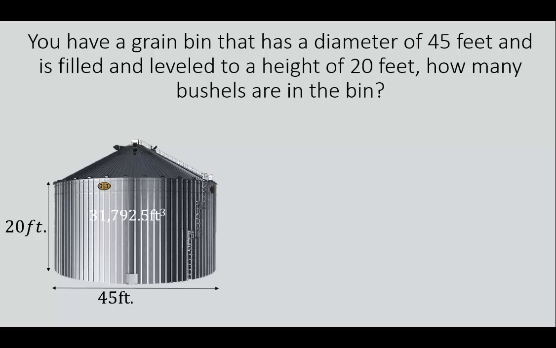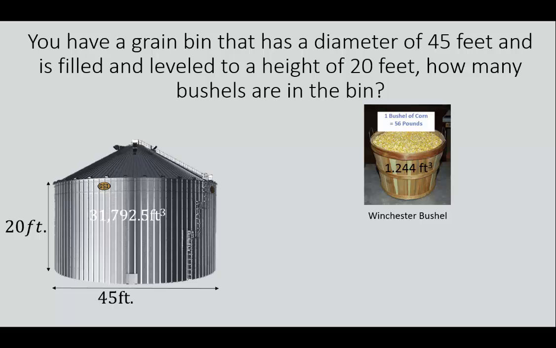A bushel is not a weight measurement. It is actually a measurement of volume. In the United States, we use Winchester bushels. 1 Winchester bushel is equal to 1.244 cubic feet. This measurement is standard no matter what commodity you are working with. However, each commodity will have a different bushel weight, or how many pounds of that commodity will generally fit into 1 bushel. In the picture, we see that 1 bushel of corn equals 56 pounds.